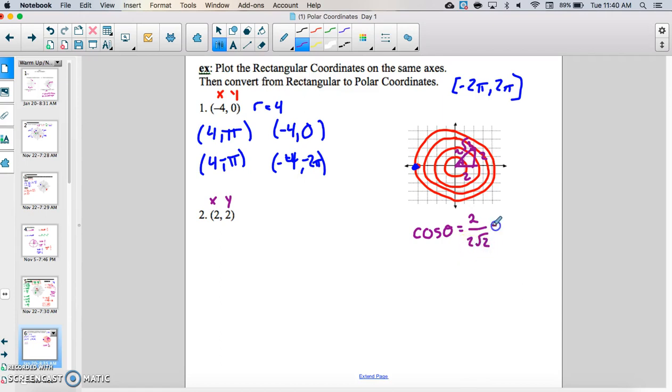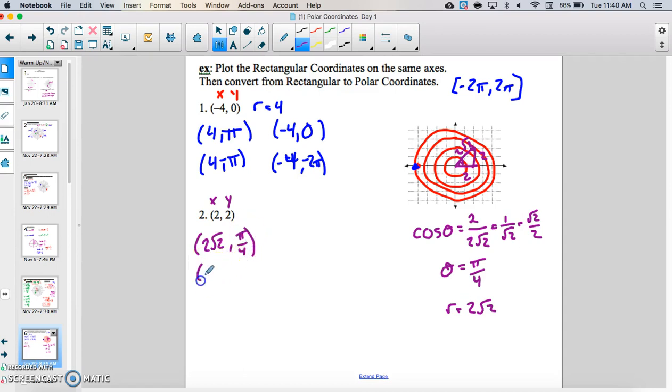So if I simplify that, it looks like 1 over root 2, which if I rearrange it, looks like root 2 over 2. So now I'm wondering, where does cosine theta equal root 2 over 2? Well, in that quadrant, it happens at theta equals pi over 4. So I know theta is pi over 4, and my r is the radius that I found, so it's 2 root 2. So for my 4 points, I know one of them is for sure going to be (2 root 2, pi over 4).